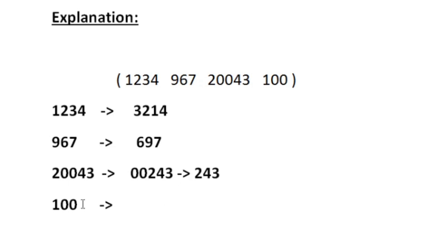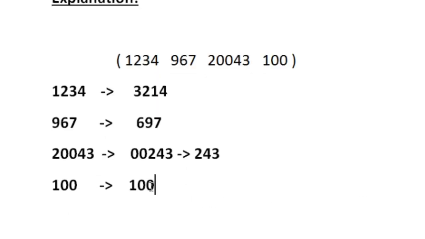Now finally the integer 100. So this is an even integer. So all the digits except the last digit must be sorted in descending order because it is an even integer. So here the last digit remains as such, 0, and then the remaining digits 1 and 0 must be sorted in descending order because it is an even integer. So 1 and 0 when sorted in descending order becomes 1 and 0 itself.